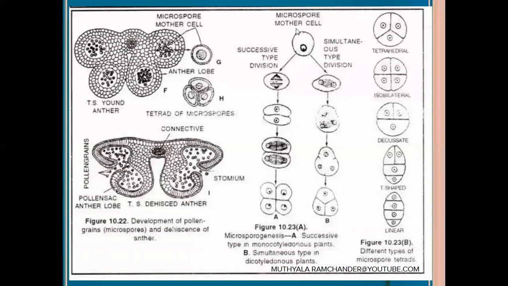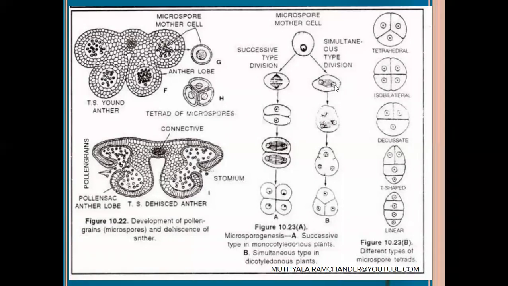Another type of microspore mother cell division, meiotic division, is called the simultaneous type of meiotic division. In this simultaneous meiotic division, first the microspore mother cell contains a diploid nucleus. The diploid nucleus participates in only karyokinesis divisions. Those karyokinesis divisions are meiotic 1 and meiotic 2.